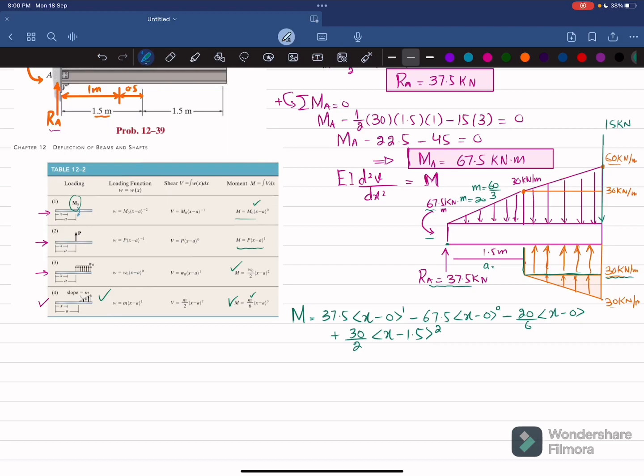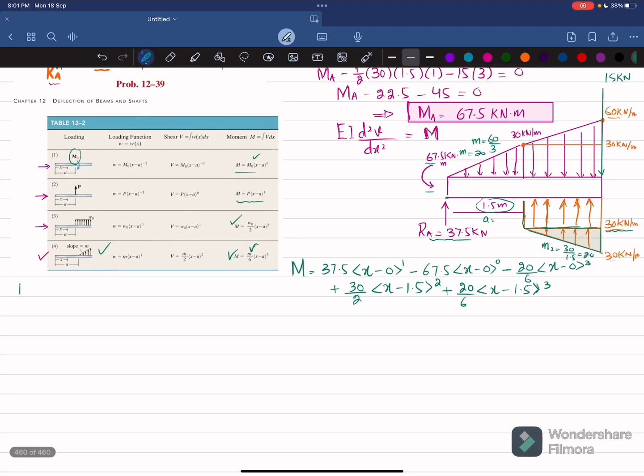And we are left with the last one, which is this uniformly increasing load. For uniformly increasing load, we again move toward this equation. The load is upward, so it will be plus m. So m2 will be equal to this perpendicular, which is 30, and base is 1.5, which also gives you 20. So it will be equal to 20 divided by 6 into x minus 1.5, because here A is equal to 1.5, power 3. Okay, so there is 3 over here.